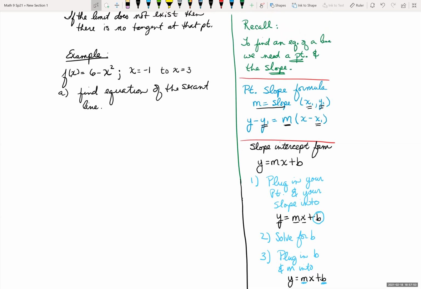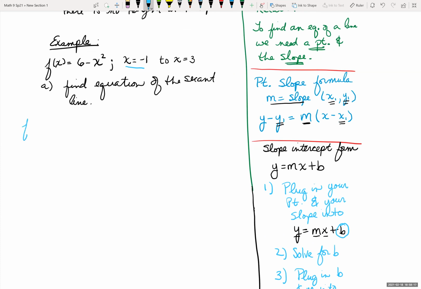And so let's do that. Let's find the equation of this secant line. And so we have two x values. And in order to find the equation of the line, we need a point and we need a slope. And so we need our points. So let's find our points.